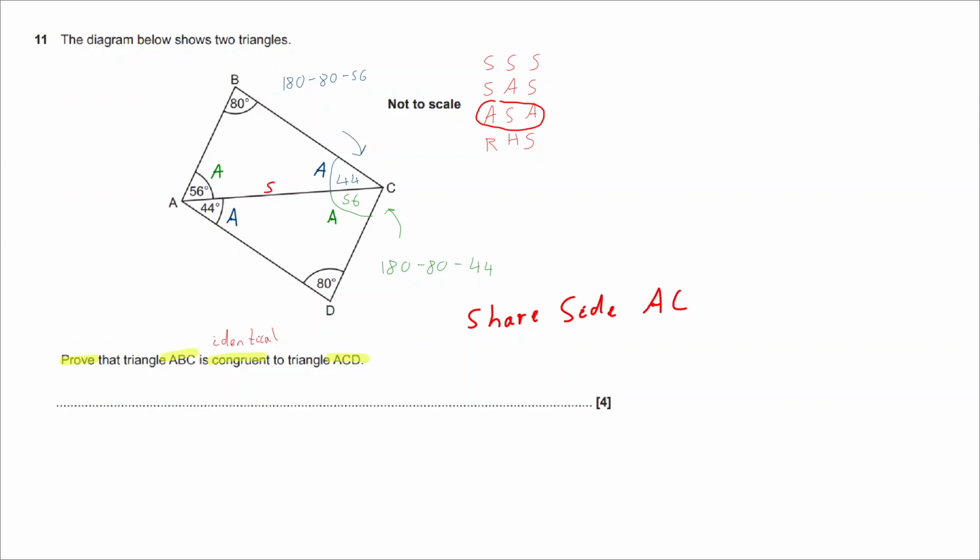And also we can say that angle CAD is equal to angle ACB, which are both equal to 44 degrees. And also we've got angle ACD. Angle ACD must be equal to, so that's this one, ACD is equal to angle BAC.